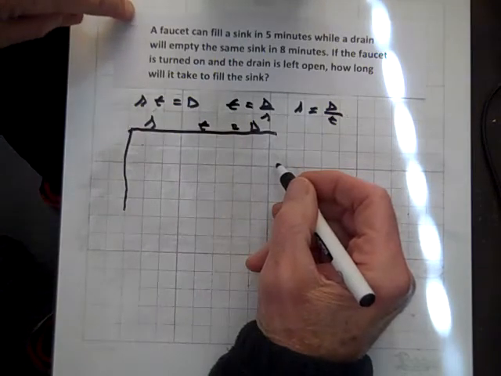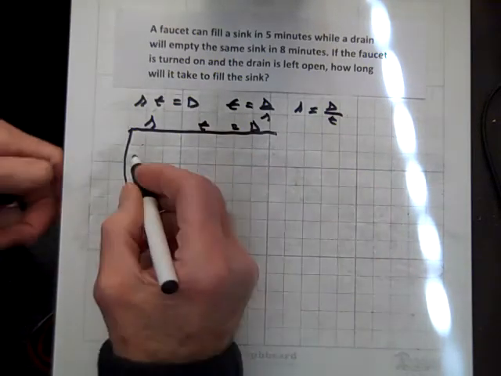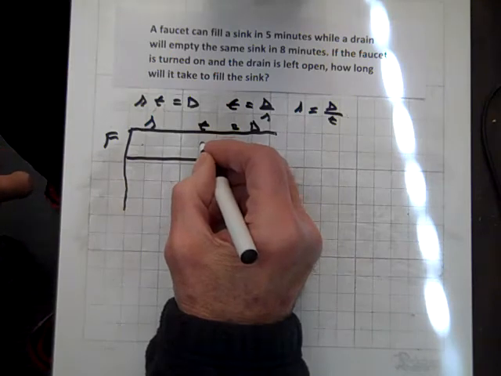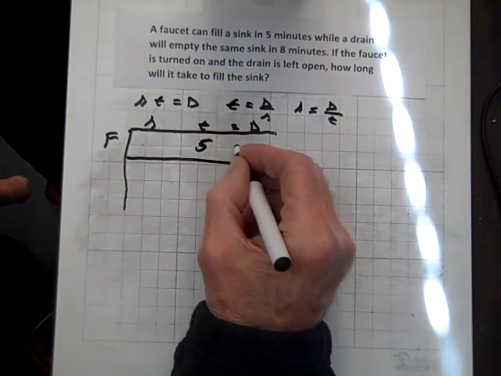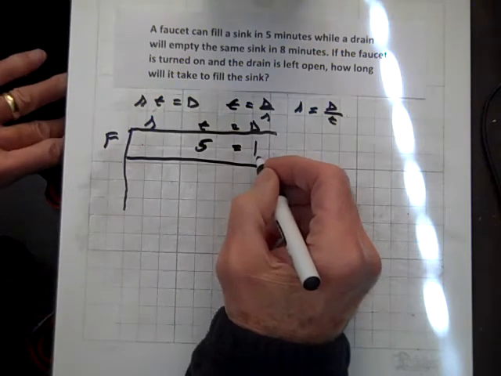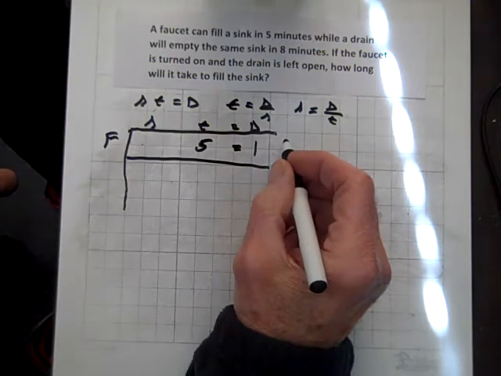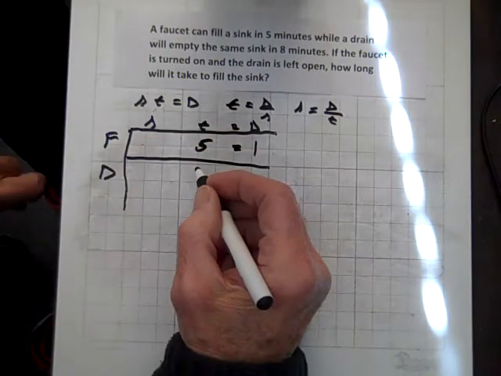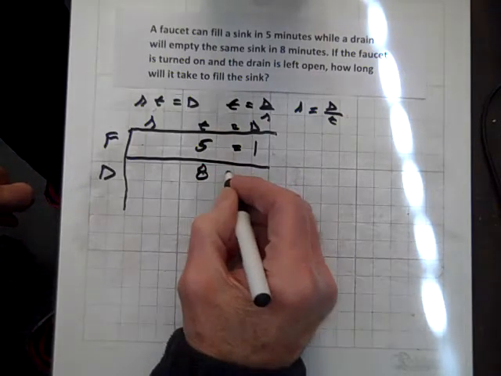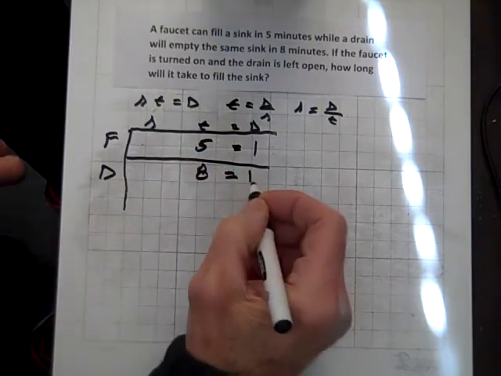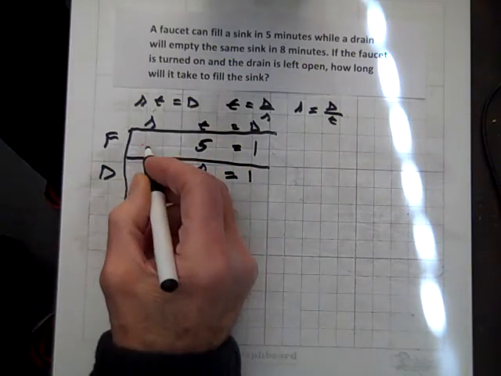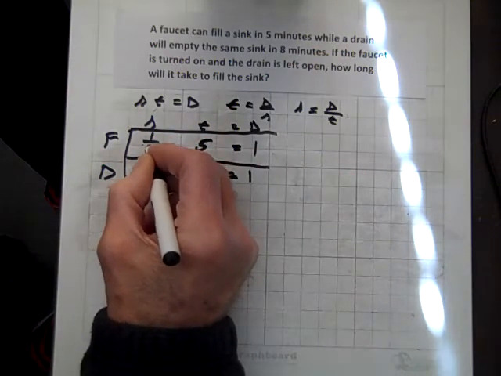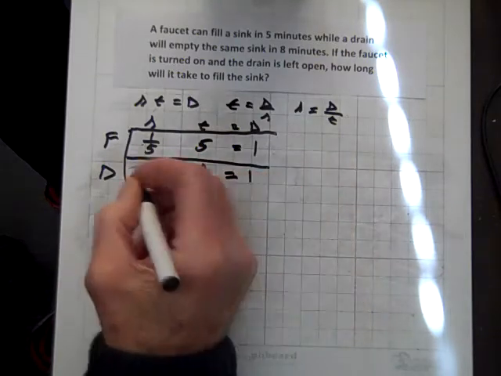Now here's the question. A faucet can fill a sink in 5 minutes. Okay, so faucet. How long does it take to fill the sink? 5 minutes. And this equals one sink. A drain will empty the same sink in 8 minutes. And that's one sink. Distance. And so now, what's the rate? Well, the rate is distance over time, so 1/5. What's the rate? The rate is distance over time, 1/8.